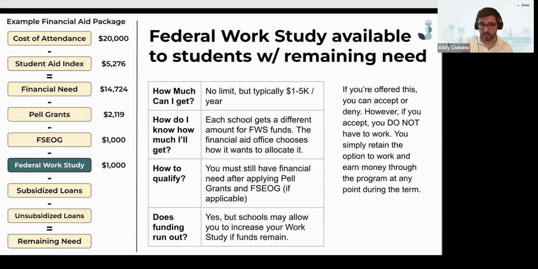You don't have to do this. It's not a requirement. And so students don't need to work on campus, but it is an opportunity for a student to earn a little bit more income. And it could be higher than $1,000 as well. It could vary by school, but just as an option to help defray the cost.